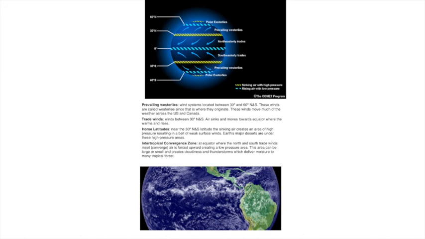Then the last one is the equator itself, and that's called the Intertropical Convergence Zone. What's happening is both trade winds are slamming into each other as they go to the west. So sometimes you can have, like the picture at the bottom, clouds just along the equator because these winds are shoving them north and south into each other.